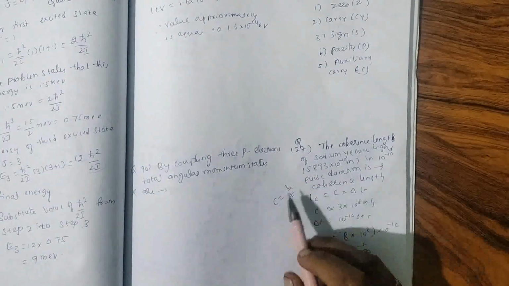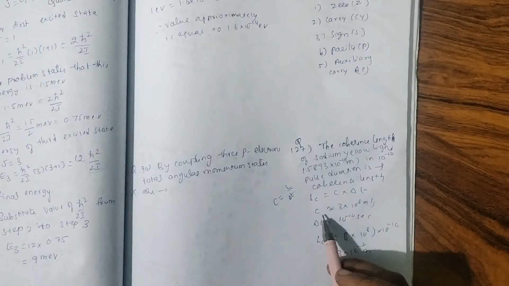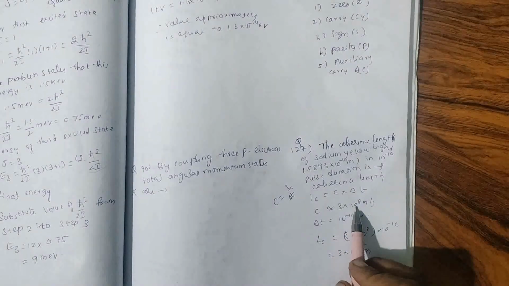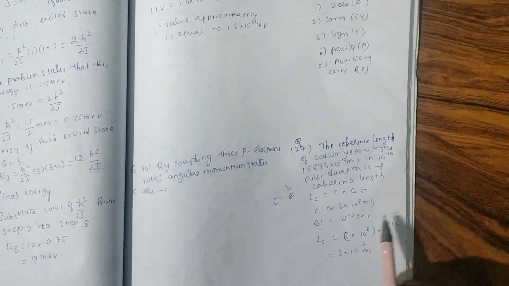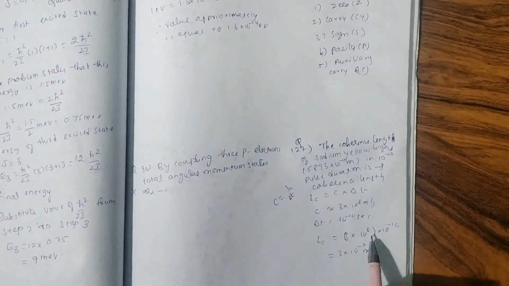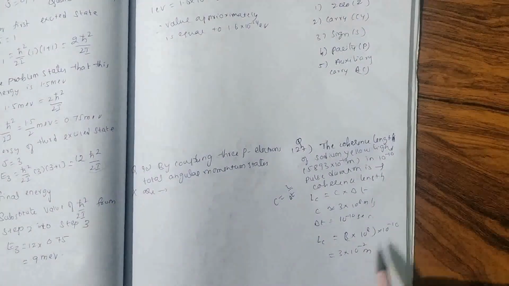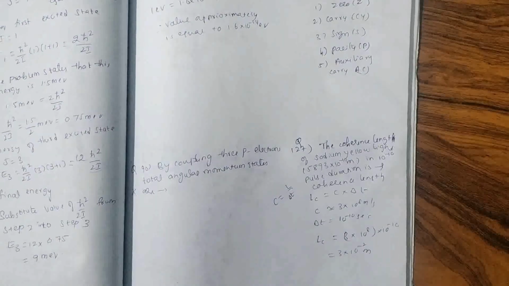V equals displacement by time, that formula only. So c is approximately 3 into 10 to the power of 8 meter per second. Delta t he gave us 10 to the power of minus 10 seconds. Substitute, you will get 3 into 10 to the power of 8 minus 10, which is 10 to the power of minus 2 meter. Right. Now next.